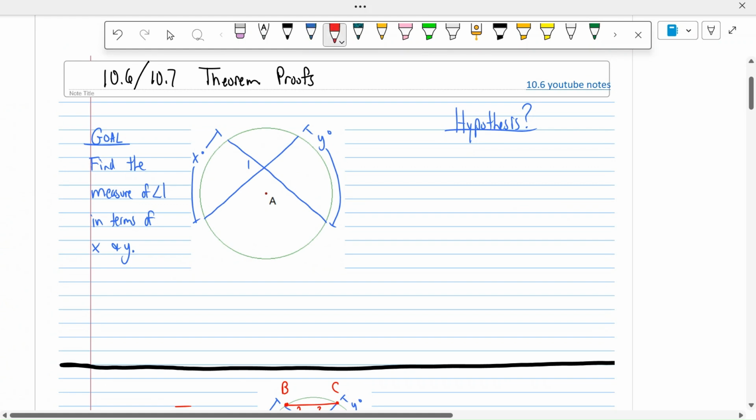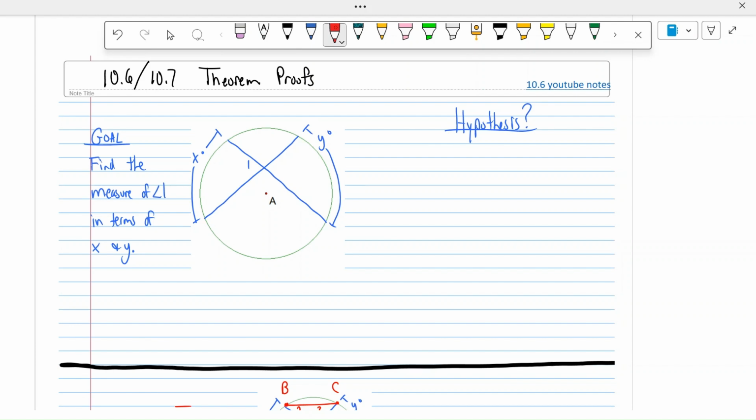This is section 10.6, 10.7 on proofs of some of the theorems involving segments and circles. So our first one here says, find the measurement of angle 1 in terms of x and y. So x and y are the arc angles.